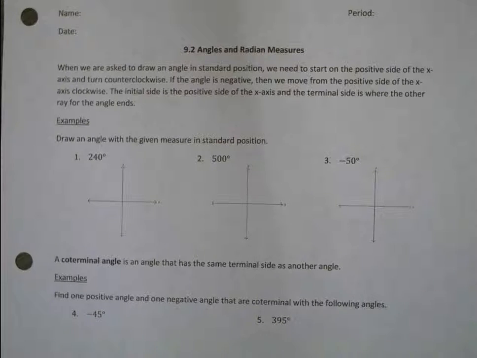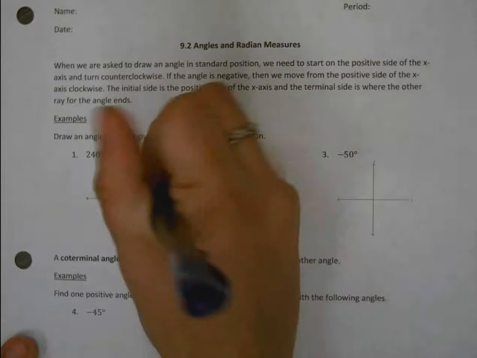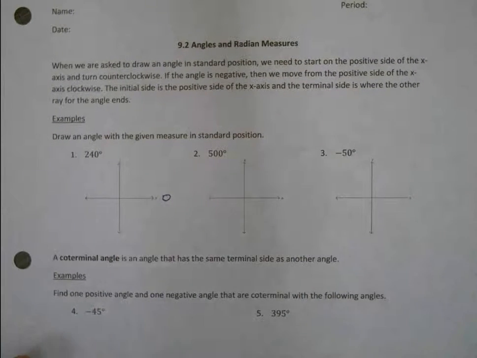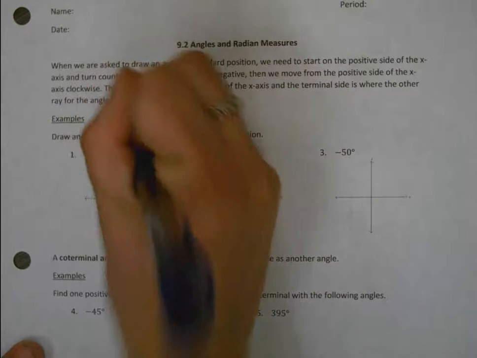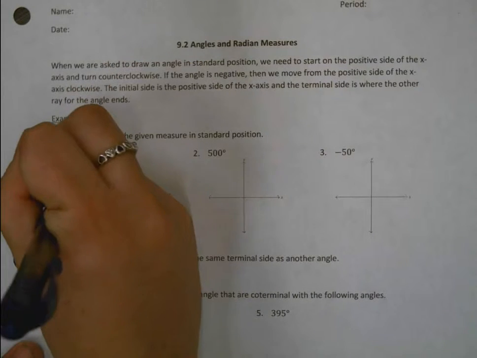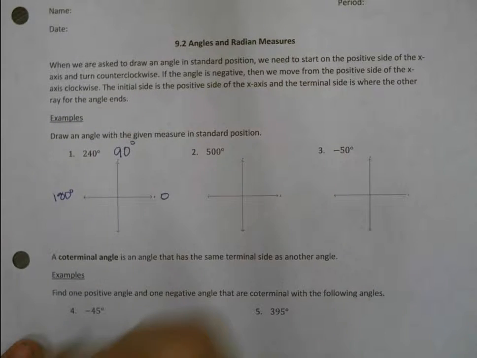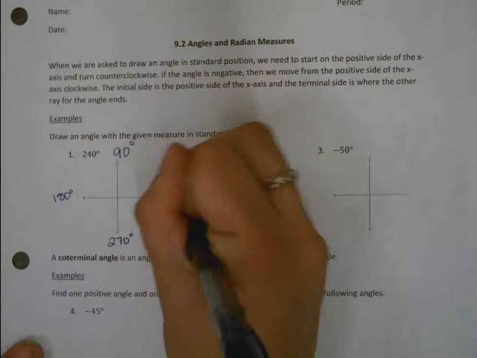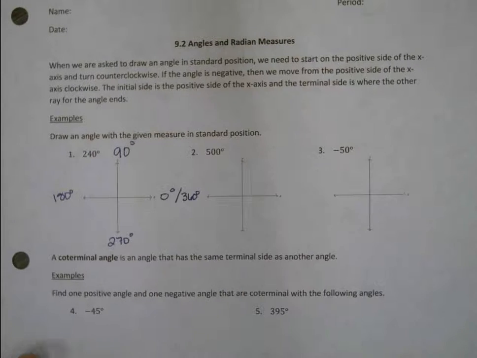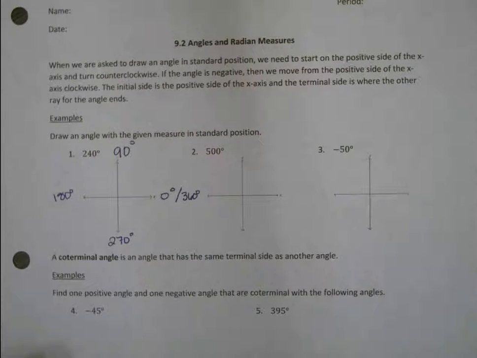Today we're talking about angles and radian measures. Remember with the graph, this is 0 degrees, and then we go counterclockwise. A corner is 90. All the way over, a straight line is 180. And the bottom is 270, because I add 90 to that. Where I end is also 360, because a complete rotation makes 360.